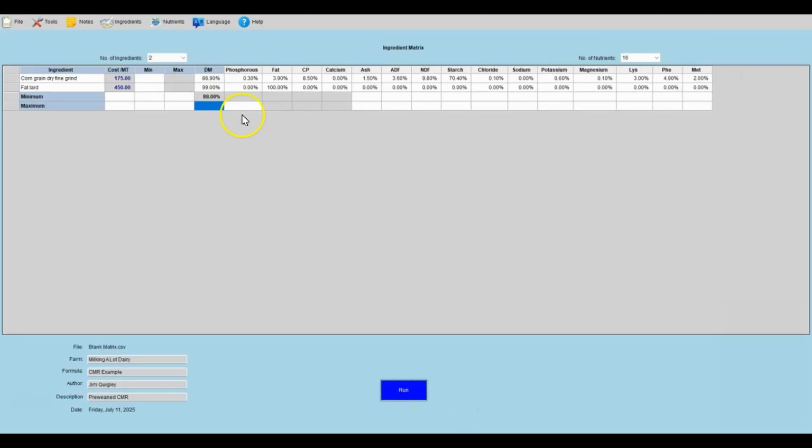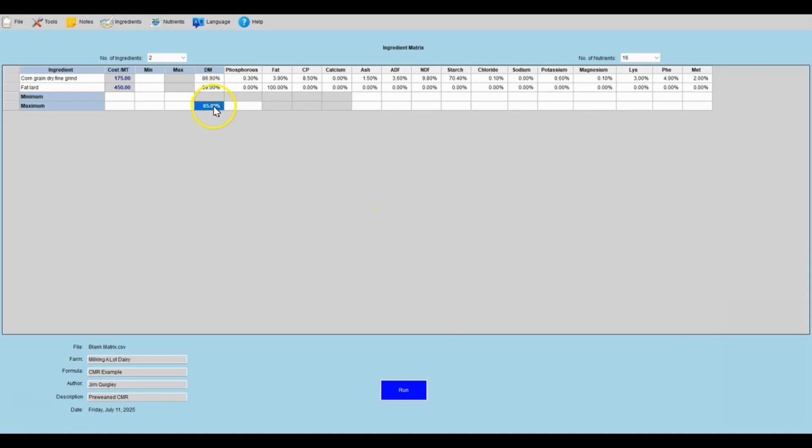Now let's change the constraint. Instead of a minimum, I'll set a maximum dry matter of 85%. Both corn and fat have dry matter values greater than 85%. That means no matter how I combine them, there is no way to meet this requirement. As a result, the solver returns an infeasible solution. In LP-Solve, this is reported as code 0.